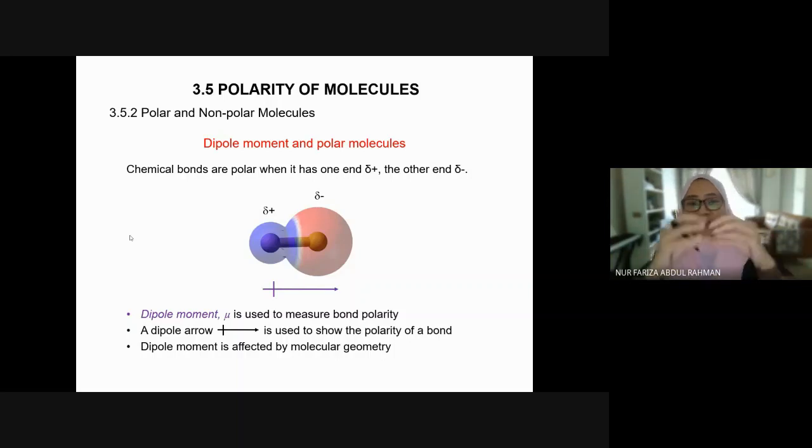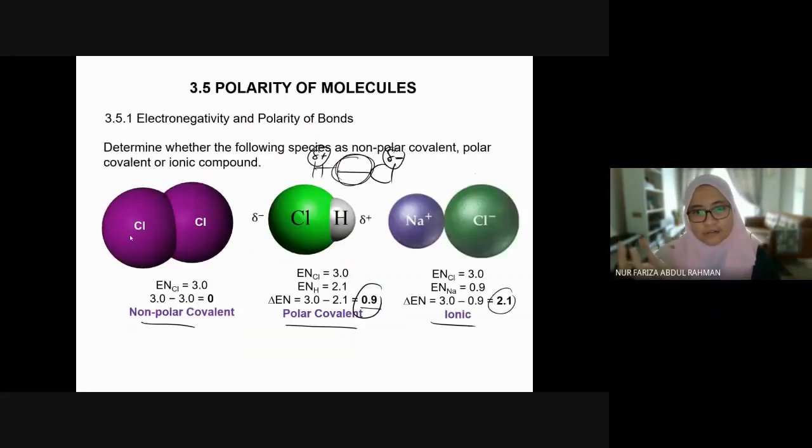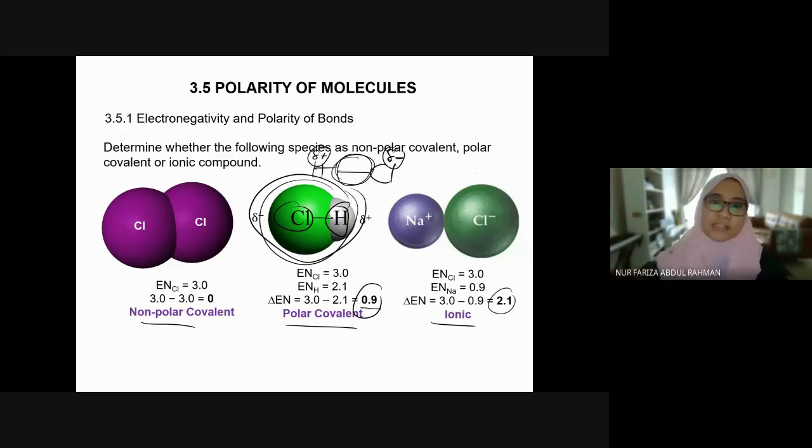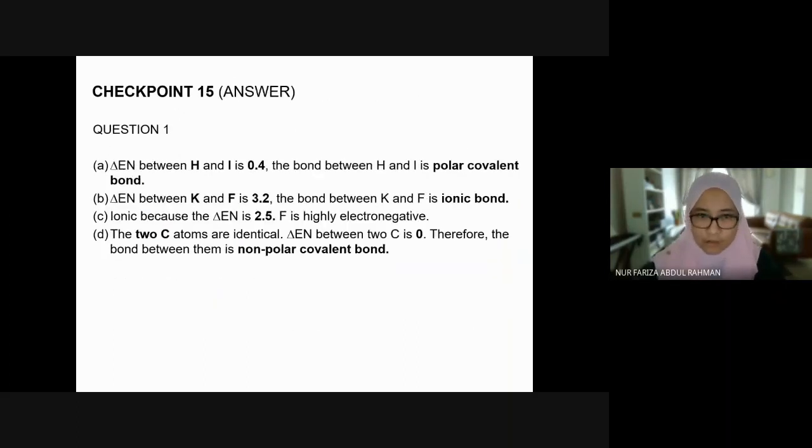So how do we decide whether the molecule is polar or non-polar? Just now we only determined the bond. Now we want to determine the whole molecule, whether it is polar or non-polar. For HCl just now, it's simple because this molecule is simple. Once it has a polar bond, that means the whole molecule of HCl is a polar molecule. It's simple because it has only two atoms. So how about those with a central atom and terminal atoms? How do we decide whether they are polar or non-polar?